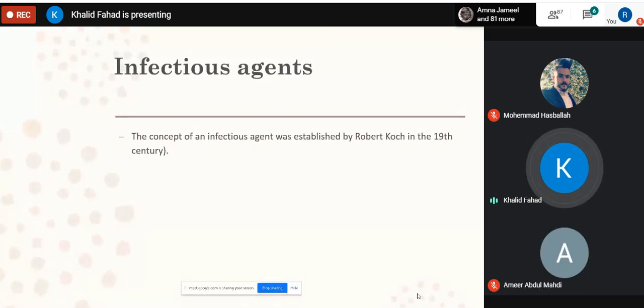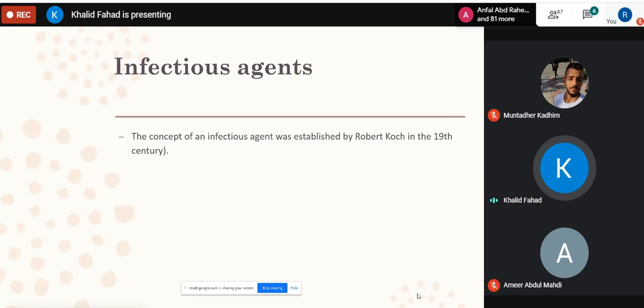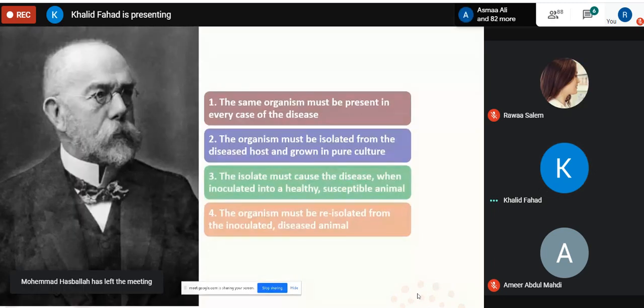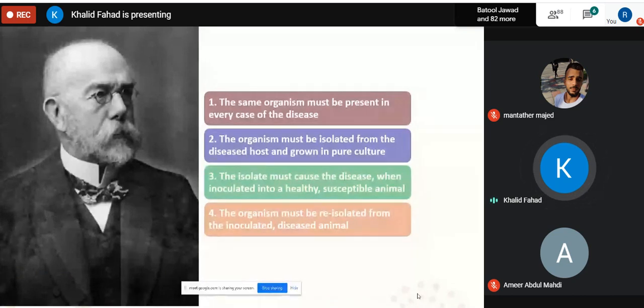What about the infectious agents? The concept of an infectious agent was established by Robert Koch in the 19th century. What are the characteristics for an organism to be an infectious agent? Number one, the same organism must be present in every case of the disease. So the disease should be manifested by the same organism.